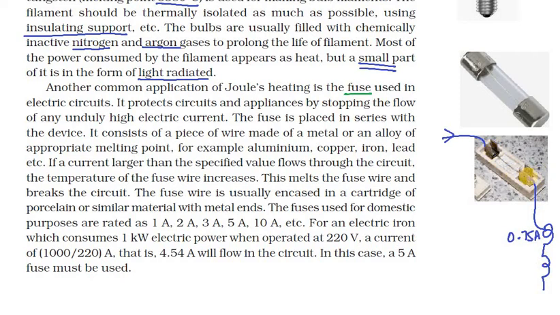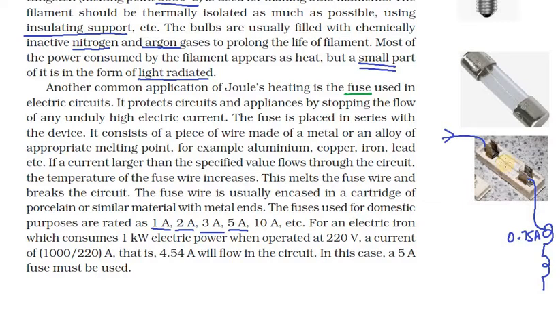The fuse has something called a rating. The rating can be 1 amp, 2 amps, 3 amps, 5 amps. Only that rated amount of current is allowed through. So what happens if more than that comes? The fuse will melt. Once it melts, it cuts the supply of current. Right? So the circuit breaks, and thereby current will not flow. So that is the idea of a fuse.